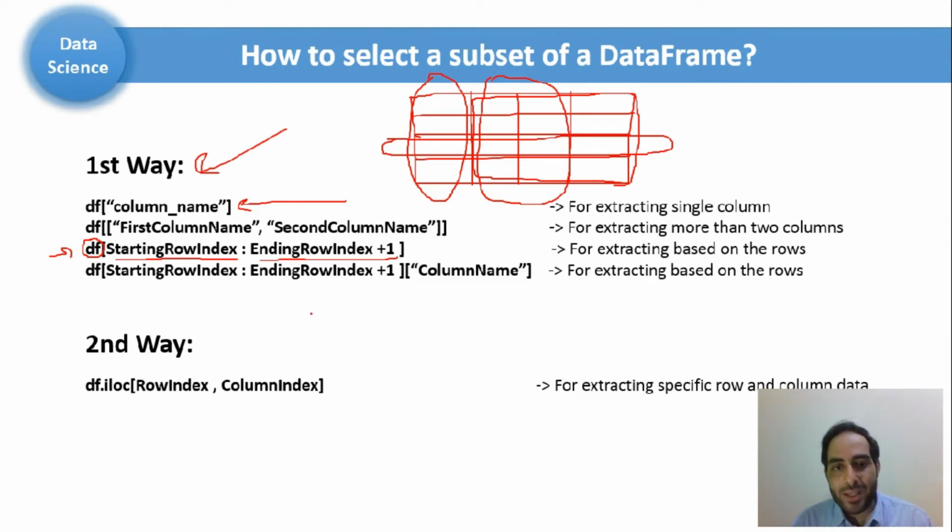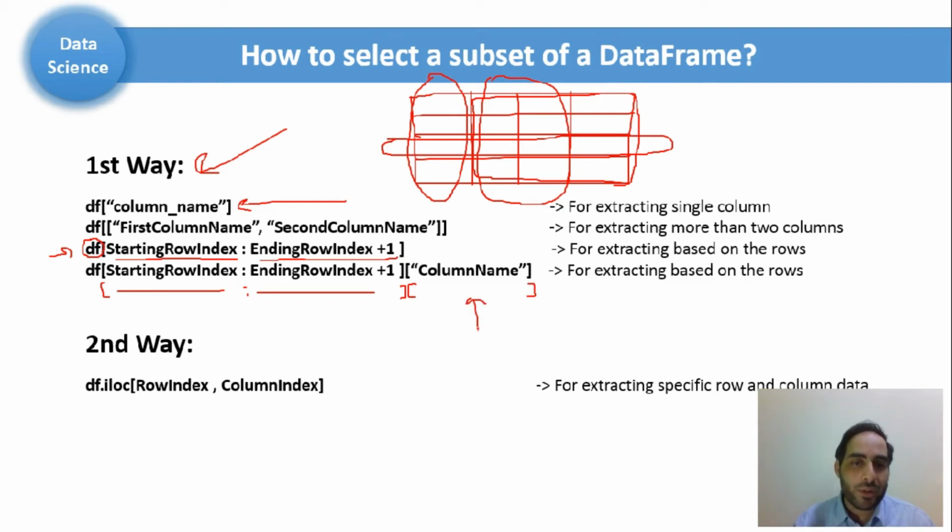To extract based on the row and the column at the same time, first we need to have a square bracket, and we need to write the row index, colon, the ending index, the starting index and the ending index, and then we can have another square bracket and we can put here the name of the column.